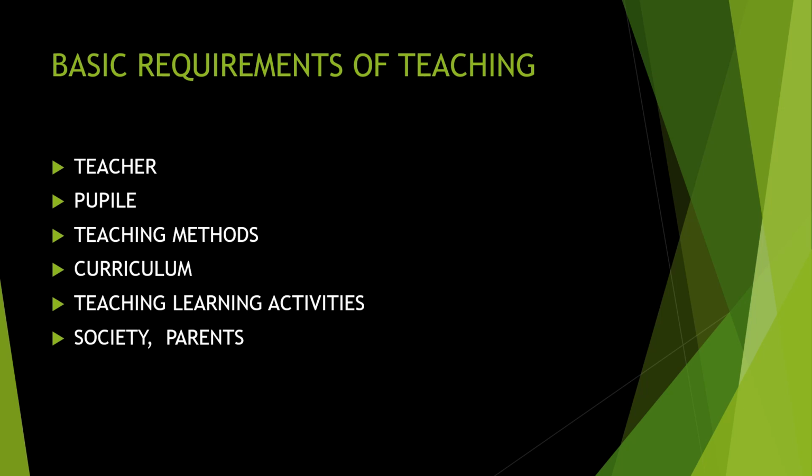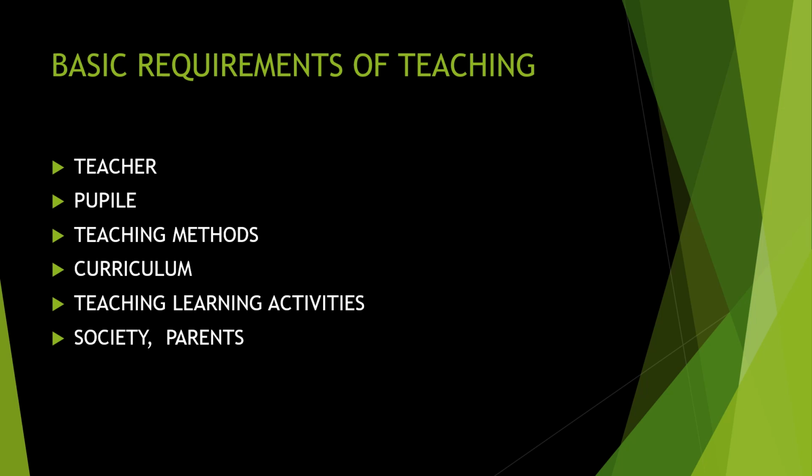Then society and parents. Without students we cannot teach. For the students we are teaching. So the society is giving these students. They are building up good students for the society. So it is a part of society. Parents are needed. All these are requirements of teaching. So the basic requirements of teaching are the teacher, the students, the teaching method, the curriculum, the teaching learning activities, the society, and the parents. All these things are needed as the basic requirements of teaching.